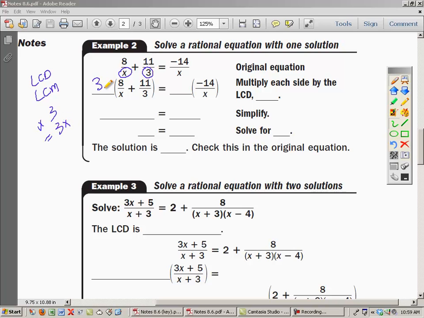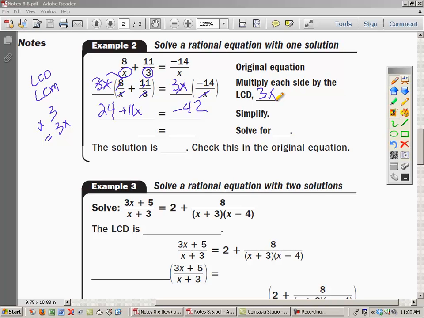So if I multiply both sides by 3x, now go ahead, I can distribute this. So this really becomes 24x over x, which is simply 24. Or you can say the x cancels with the x and I'm left with 3 times 8. In the second term, the 3 cancels with the 3 and I'm left with x times 11, which is 11x. Over here again, x cancels with x and I'm left with negative 42. So again, my least common denominator was 3x.